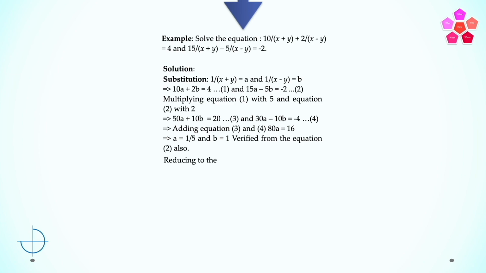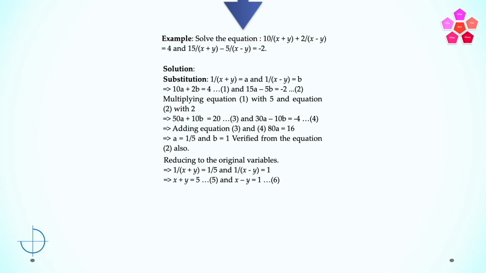Now reducing to the original variables, we have 1 by x plus y is equal to 1 by 5 and 1 upon x minus y is equal to 1, which implies that x plus y is equal to 5, which forms our equation 5, and x minus y is equal to 1, which forms our equation 6.